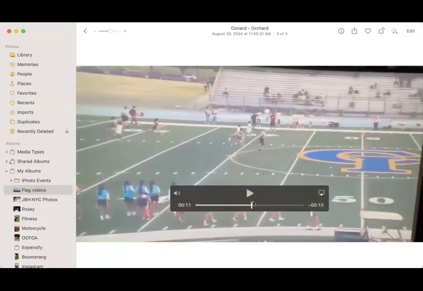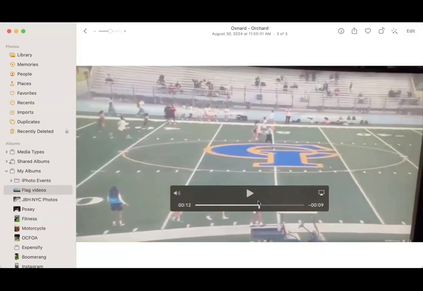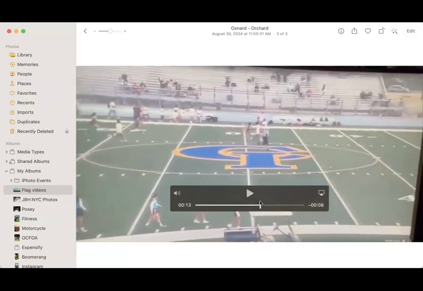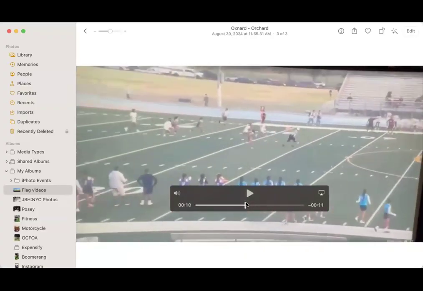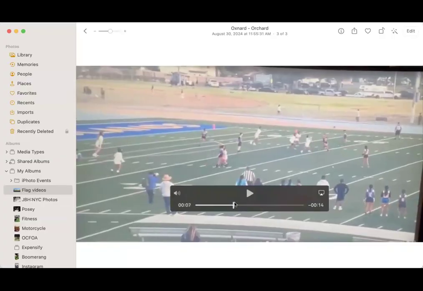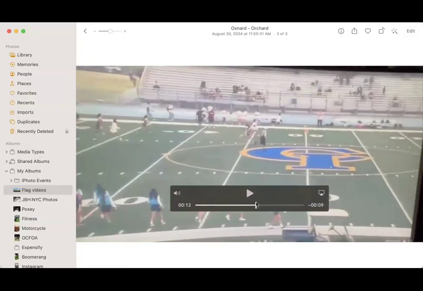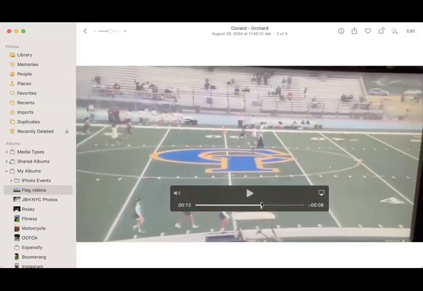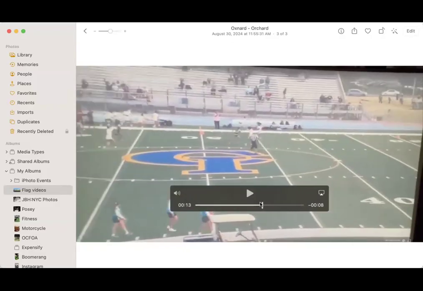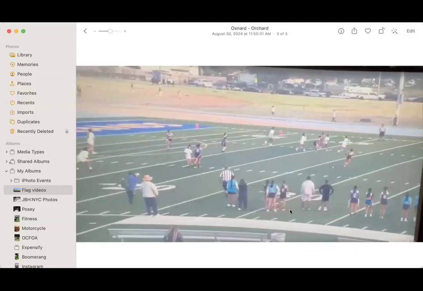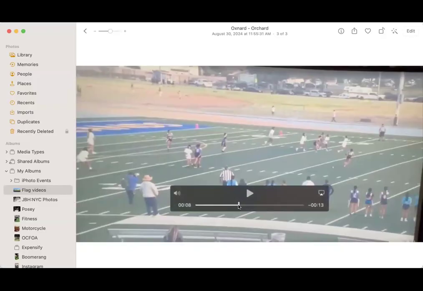We are enforcing a blocking foul from probably about right here, somewhere around the 50-yard line. Be aware of this on interceptions, especially because these players get excited and they want to run with their teammates who just made an amazing play, and they don't intend to get in the way, but they do. It's still a foul, even if unintentional.